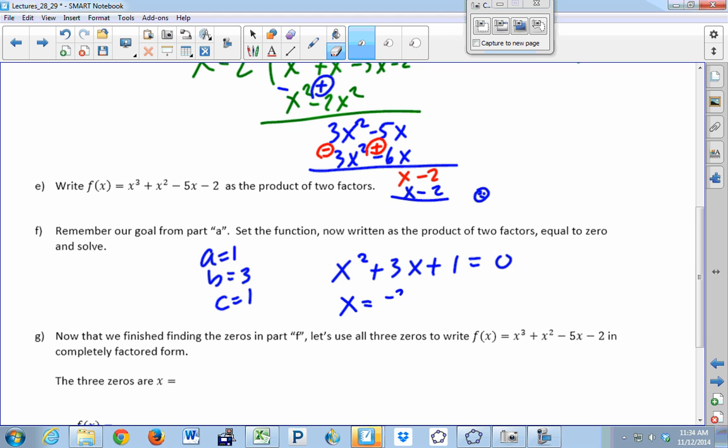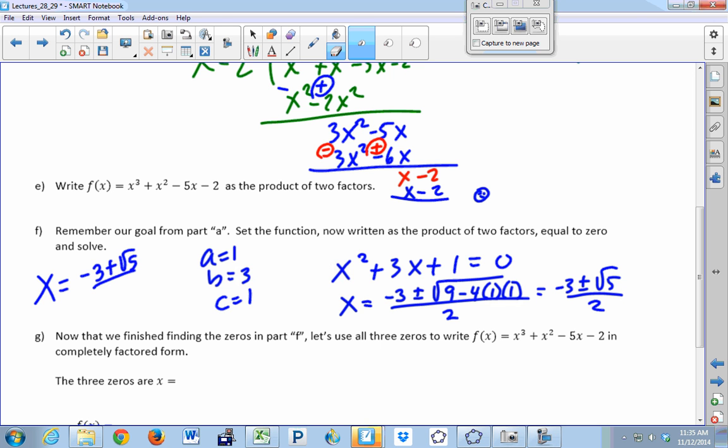So I get the opposite of b, plus or minus the square root of b squared, which is 9, minus 4ac, all over 2a. So that's -3 plus or minus the square root of 5, all over 2. So there are my other two zeros. One zero is -3 plus the square root of 5 over 2. And what comes with it for free? Its conjugate partner, -3 minus the square root of 5 over 2. You just change addition to subtraction.